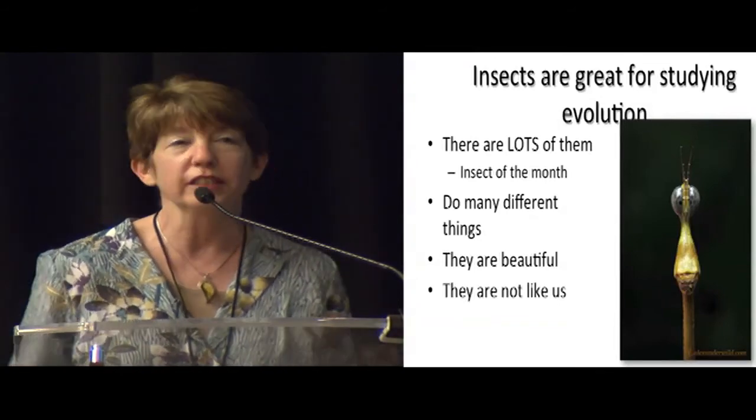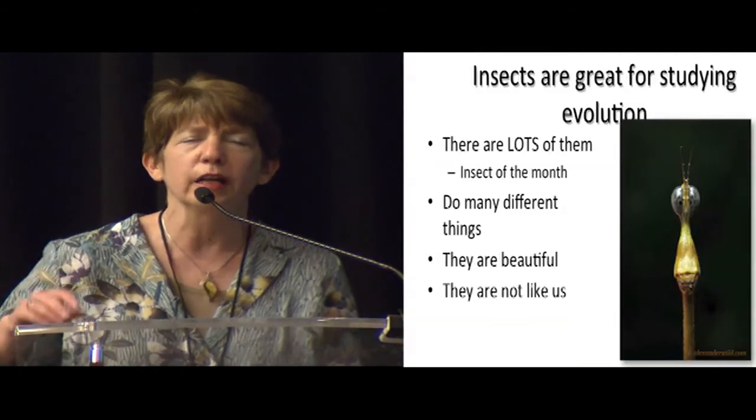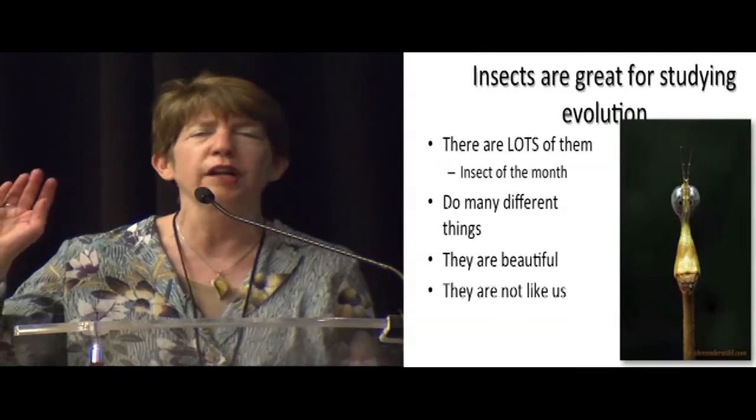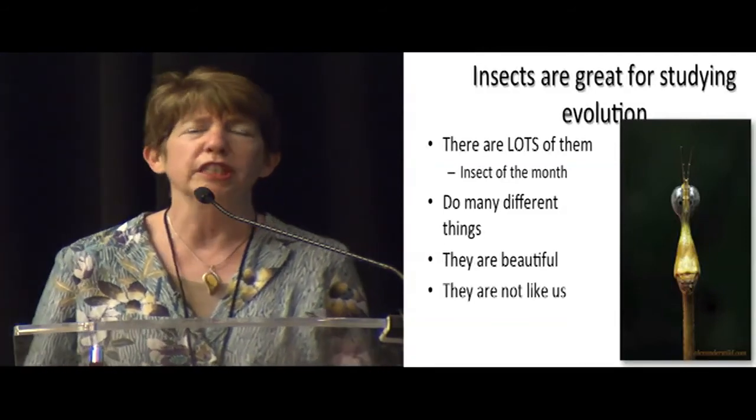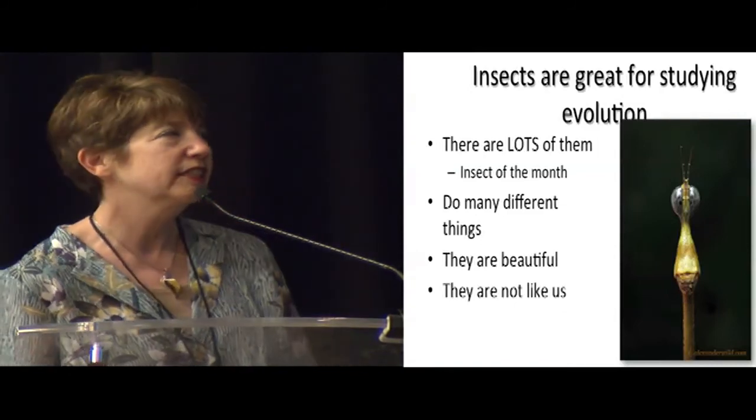So that means that if you wanted to invest in a calendar company and you wanted to make sure that they had a different insect, you should go for insects, because you'd run out of birds, you'd run out of mammals, you'd run out of everything, but it would take you a long, long time to run out of insects.